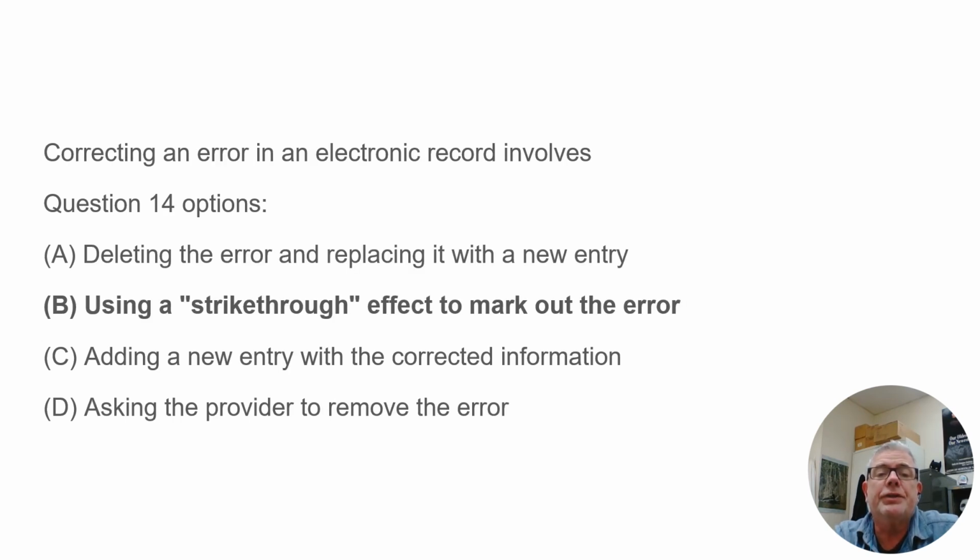Correcting an error with an electronic record involves B, using a strike-through effect to mark out the error. Most electronic charting systems will record every single keystroke, whether it's meant to be or not. So if anything happens where there's a gross error in patient care and medical records need to be researched, very competent IT professionals can see everything that was typed into that keyboard, whether it was erased or not. So by using a strike-through, it shows that an error was made, and no attempt was made to cover it up.